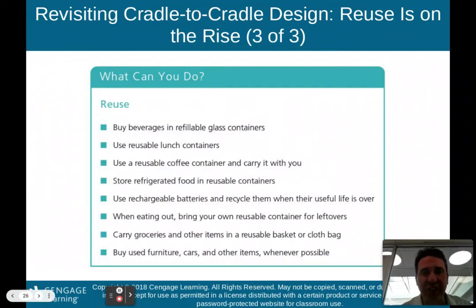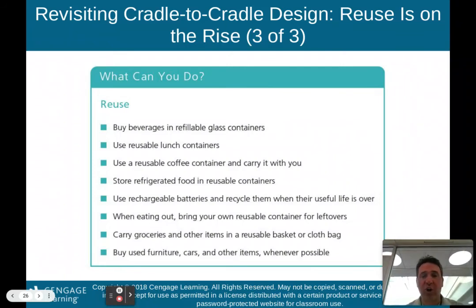So how can you reuse? Buy beverages in refillable glass containers, use reusable lunch containers and coffee containers, store refrigerated food, again, in reusable containers, use those rechargeable batteries. When eating out, bring your own reusable container for leftovers. Again, it's Westchester County. Maybe we can't do that, but maybe we should, right? Carry groceries and other items in reusable baskets or cloth bags like I do.